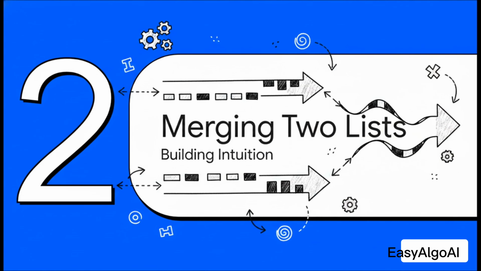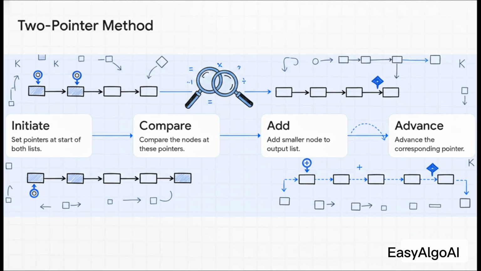Moving on to part 2. Merging just two lists. Let's build some intuition here. To actually solve for k-lists, we kind of have to take a step back and build our foundation with the standard two-pointer method. The logic goes like this. Step 1. You initiate a pointer at the start or the head of both linked lists. Step 2. You simply compare the values of the nodes at those pointers. Step 3. Grab the node with the smaller value and add it to your output list. And Step 4. Just advance the pointer on the list you just pulled from. You basically rinse and repeat that entire process until both lists are totally empty.